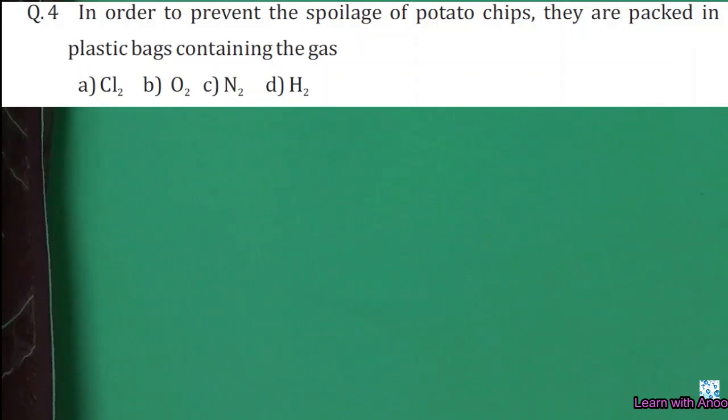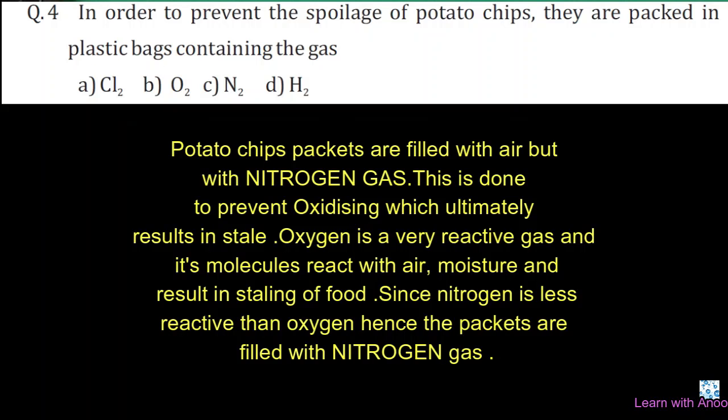Next question: in order to prevent the spoilage of potato chips, they are packed in plastic bags containing the gas: A Cl2, B O2, C N2 and D H2. Here the correct option is C, that is nitrogen gas. It prevents the chips from being oxidized. If we flush the packets of chips with oxygen, then the chips react with oxygen and become rancid, and the smell and taste of food change.